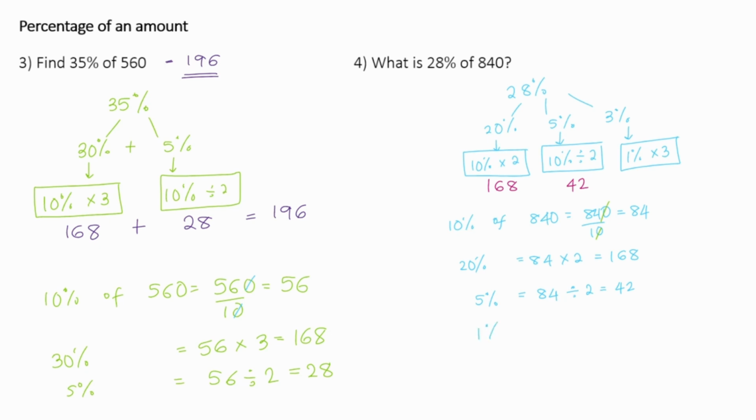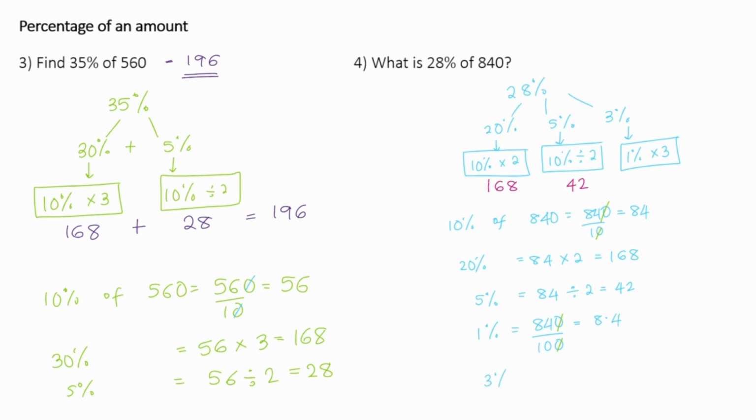To find 3%, we first need to look for 1%. So we are going to do 840 divided by 100. The zeros cancel out, and we are dividing 84 by 10. We know that when we divide by 10, the decimal moves 1 space to the left, so this becomes 8.4.